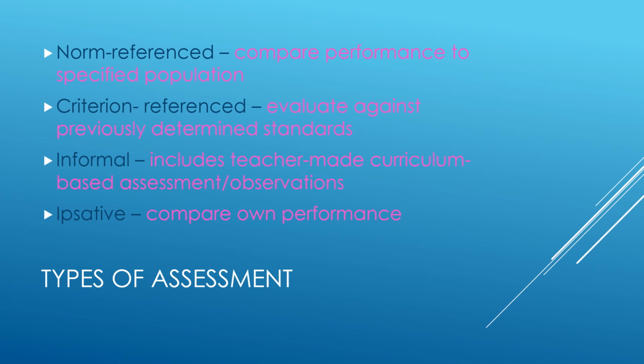There's different types of assessments. So we've got norm referenced assessments, which compare people's performance to a specified population, usually a normal distribution, which we'll look at in a little while. We've also got criterion referenced assessments, which evaluate against previously determined standards. We've also got informal, which includes teacher-made curriculum-based assessments and observations, and we mustn't underestimate the power of those informal curriculum-based assessments and observations. They can be very crucial, as well as qualitative information gained through the assessment process.